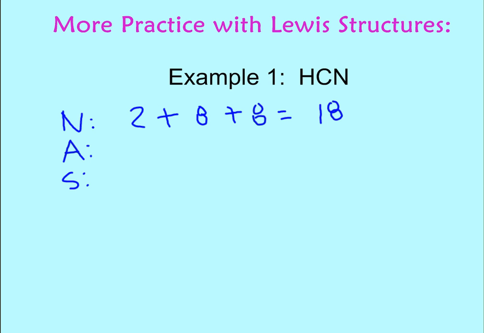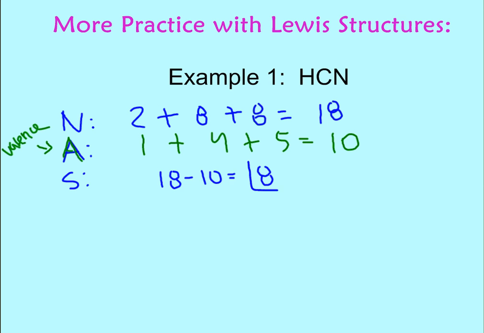A is the available or the valence electrons. Hydrogen has 1 valence, carbon has 4, and nitrogen has 5, which gives me a grand total of 10 available electrons. And then lastly, the shared. Remember, shared is N minus A. So 18 minus 10 gives me my 8 shared electrons, and these are the actual electrons involved in bonding.